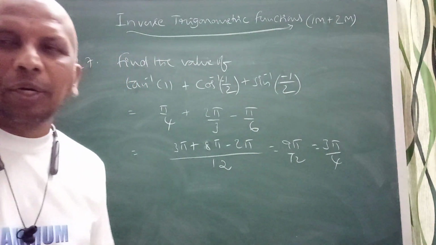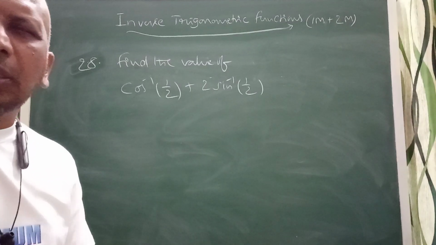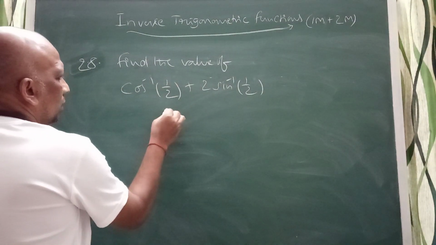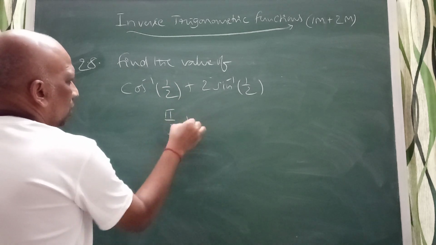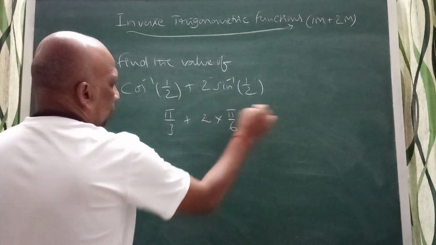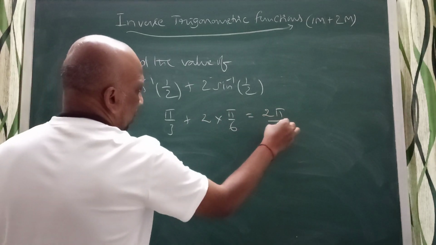It may be asked for 2 marks. This is a very simple problem. Check this: cos inverse 1 by 2 you will get pi by 3, plus 2 into sin inverse 1 by 2, which is pi by 6. So pi by 3 plus pi by 3 gives 2 pi by 3.